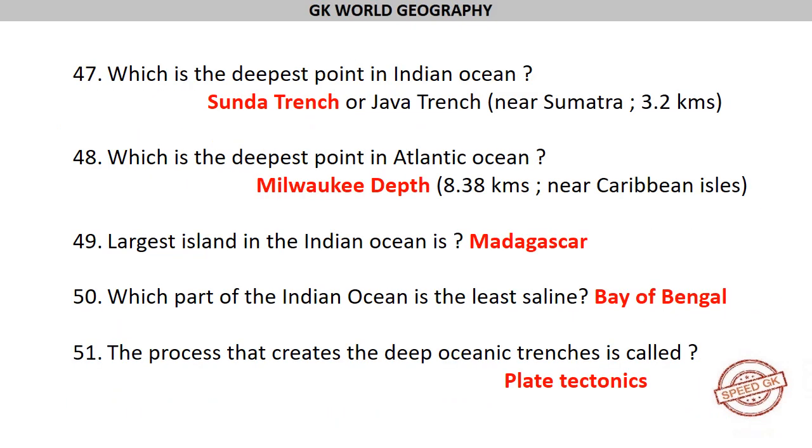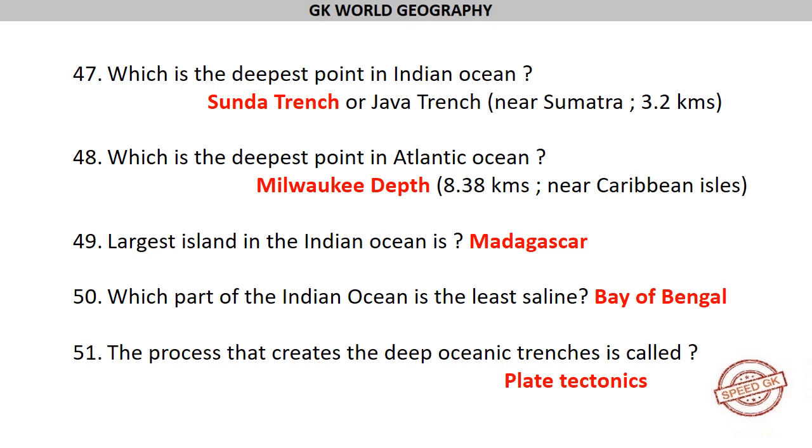Which is the deepest point in the Indian Ocean? Sunda Trench or Java Trench, near Sumatra, 7.2 kilometers. Which is the deepest point in the Atlantic Ocean? Milwaukee Depth, 8.38 kilometers, near the Caribbean Isles. The largest island in the Indian Ocean is Madagascar.